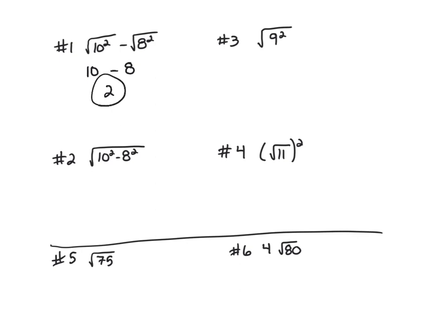Okay, as I move on to number 2, it looks similar, a little bit different. Since both of the numbers that are squared are underneath the radical, I'm going to square them both. So I have 100 minus 64. 100 minus 64 is 36, so I get the square root of 36. 36 is a perfect square. The square root of 36 is 6.